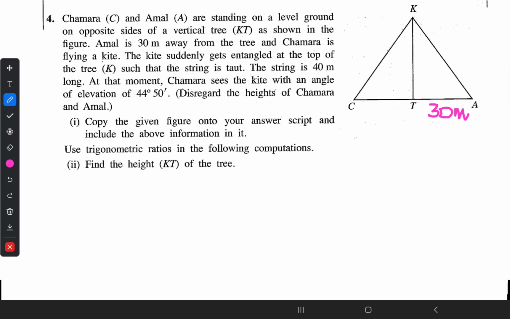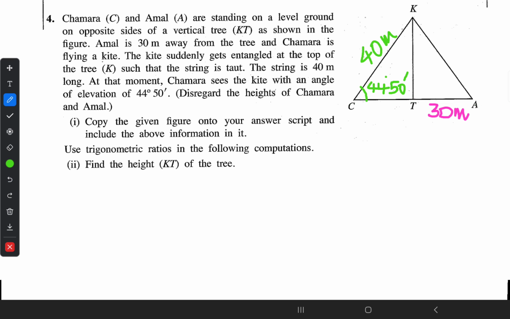The string is 40 meters long, so this length would be 40 meters. At that moment, Chamara sees the kite. From here, he is looking at the kite at an angle of elevation of 44 degrees and 50 minutes. Disregard the height of Amal, so we have to take this in the same horizontal plane.